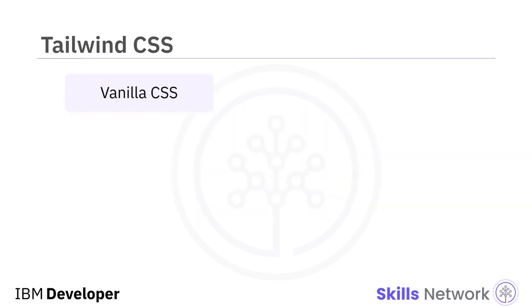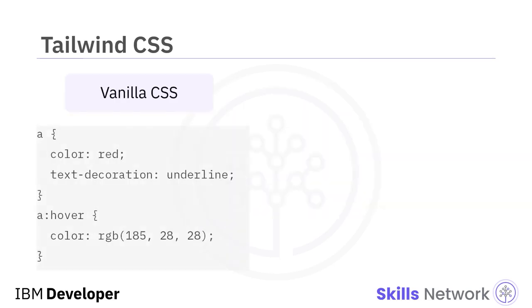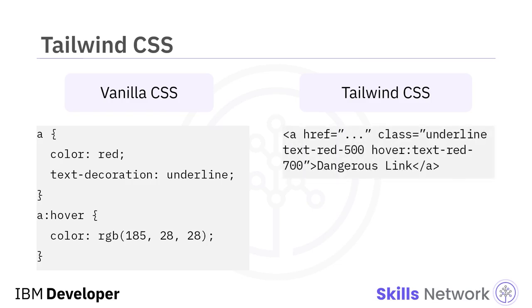Doing this in vanilla CSS would require this code where you need to specify what the link looks like regularly and when hovered over in two separate sections. However, with Tailwind CSS, it can easily be done within the class attribute directly in the HTML, which can save a developer time.